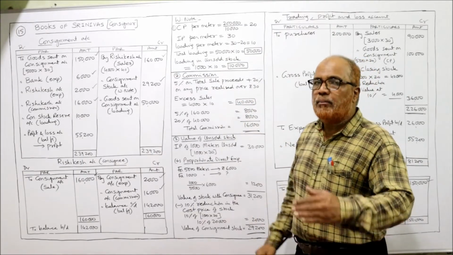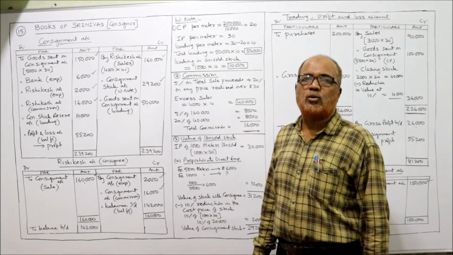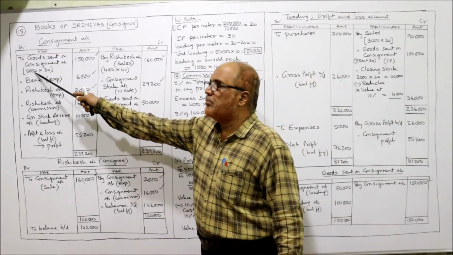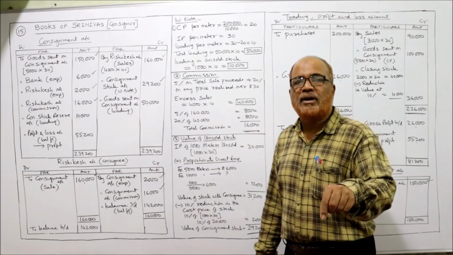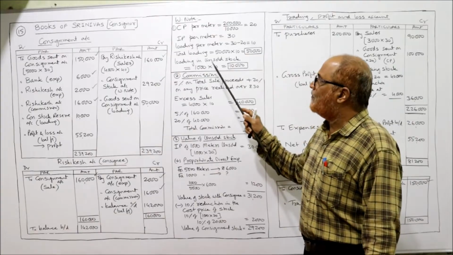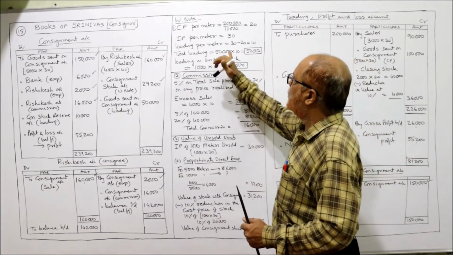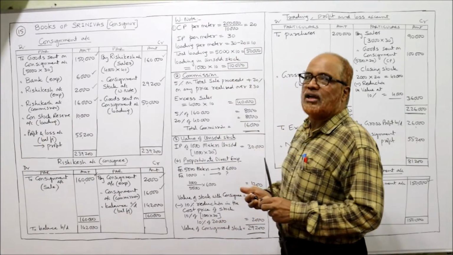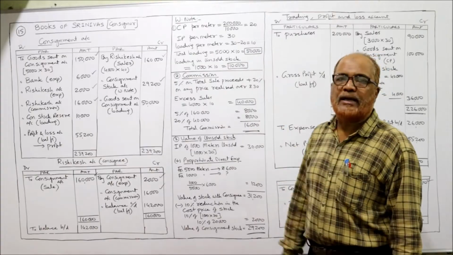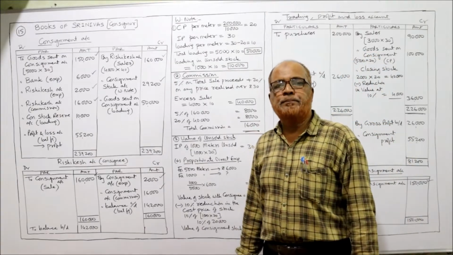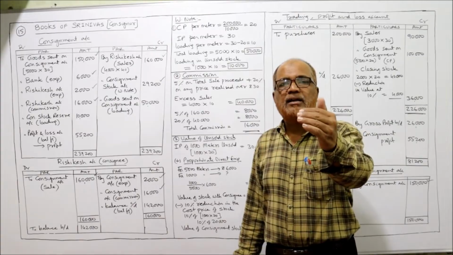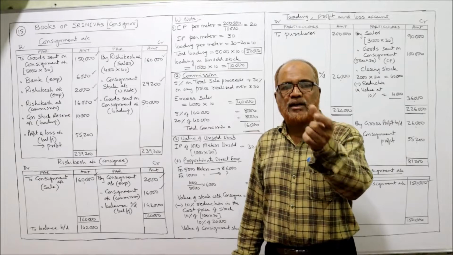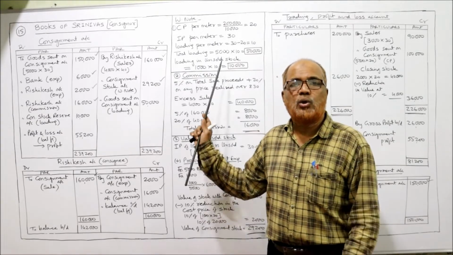Total loading. How many meters of cloth are sent by consignor to consignee? 5,000 meters. Consignor has sent 5,000 meters, right? Each meter, how much is the loading? 10 rupees. So 5,000 into 10, 50,000 is the total loading. What is the entry for total loading? Goods sent on consignment account debit to consignment account, 50,000 total loading.